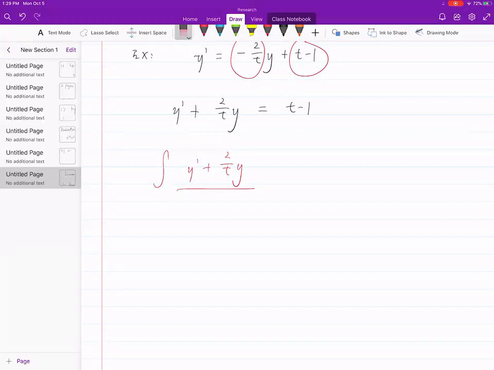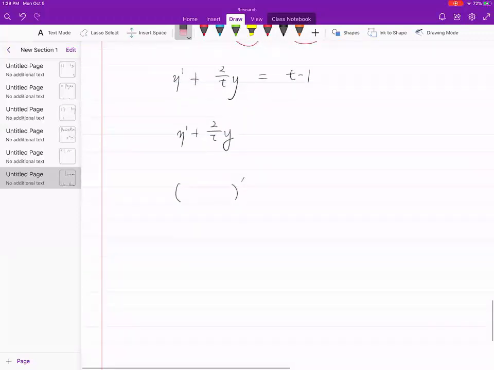So the key is, can we do something to make this one look like the derivative of something? If that's the case, take the integral, the thing inside will be our answer. Still okay here?